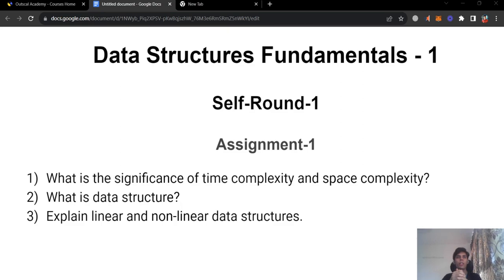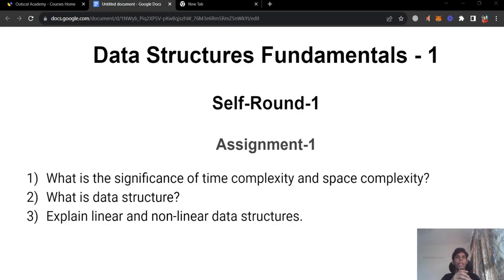Let's say that we want to create a chess game, and we want to create a board for the chess game where we can place our chess pieces. I could use a 2D array to create a board for the chess game, which uses a linear data structure. Now coming to the non-linear data structure.